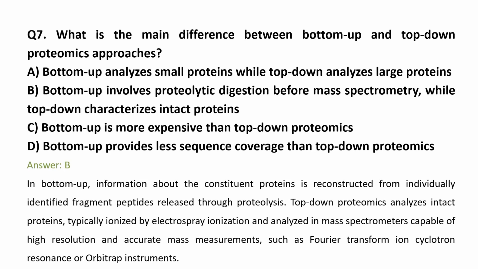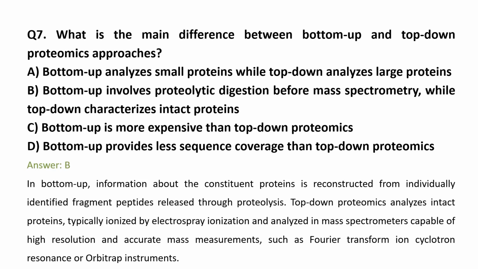So the answer is B. Bottom up involves proteolytic digestion before mass spectrometry, while top down characterizes intact proteins. In bottom up, information about the constituent proteins is reconstructed from individually identified fragment peptides released through proteolysis.